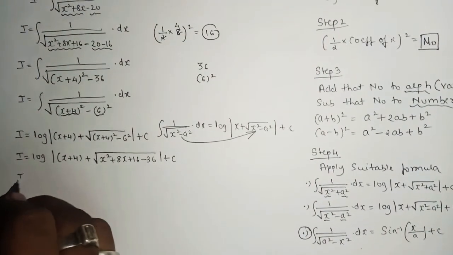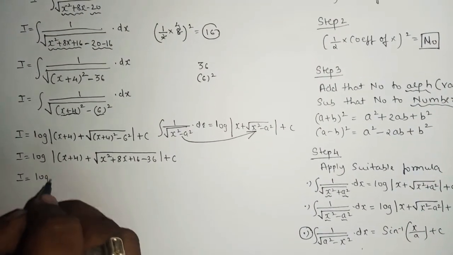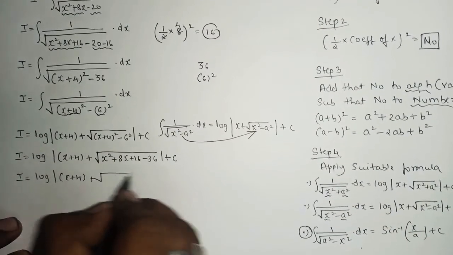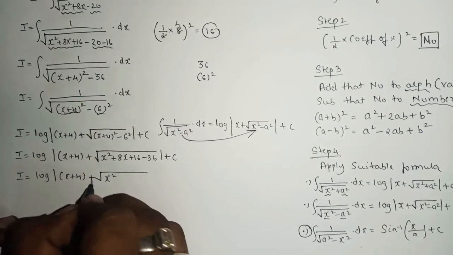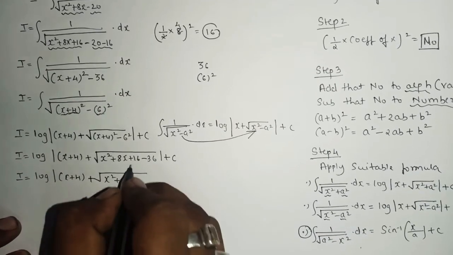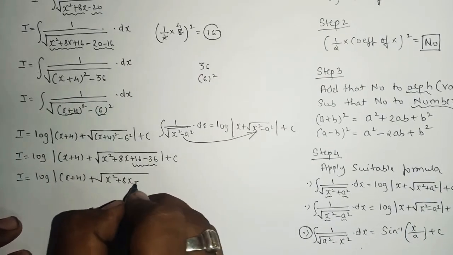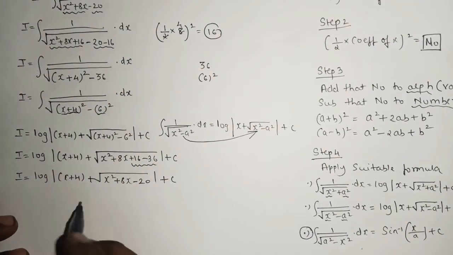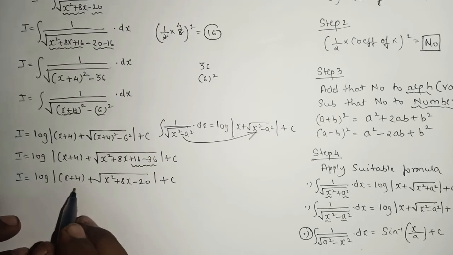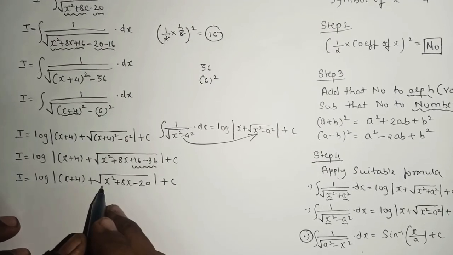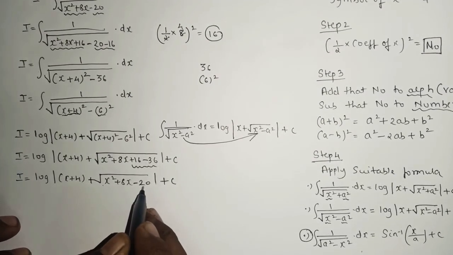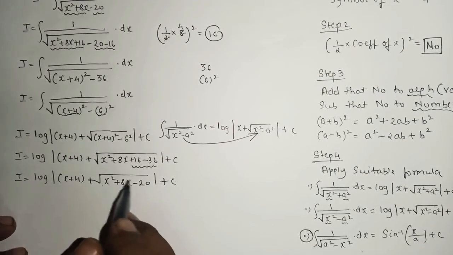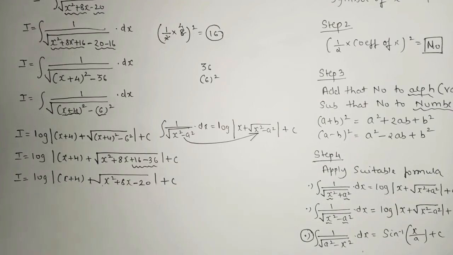Okay, so in the next step, I equals log mod x plus 4 plus x square plus 8x plus 16 minus 36, minus 20, plus c. After this, I guess we cannot solve the sum further, as this looks like a quadratic. Don't solve the sum further. Don't apply any factorization method like splitting of the middle term.